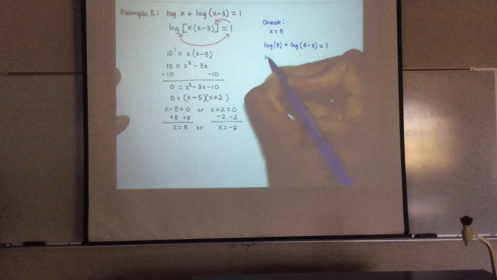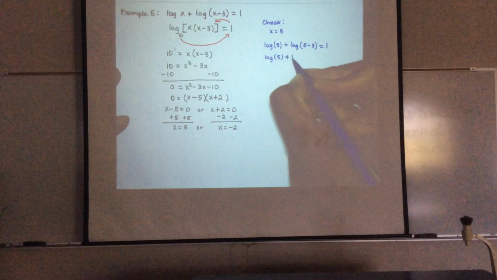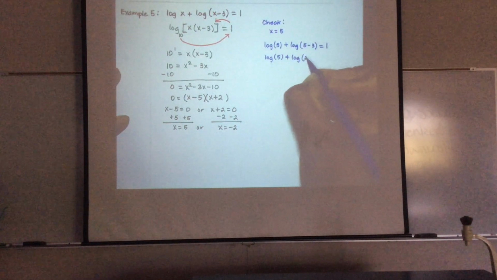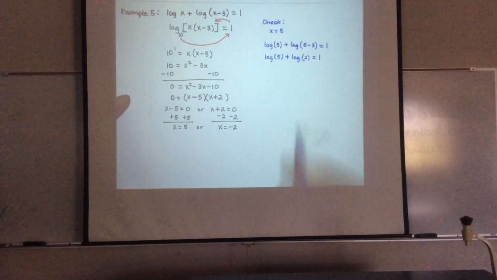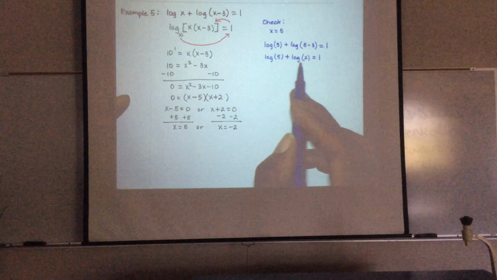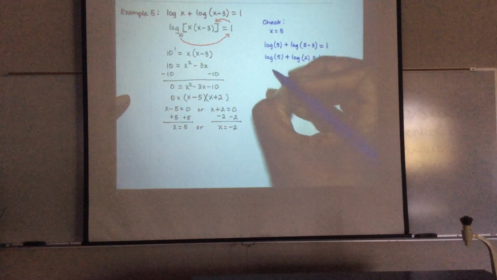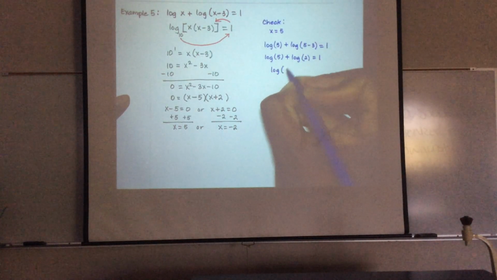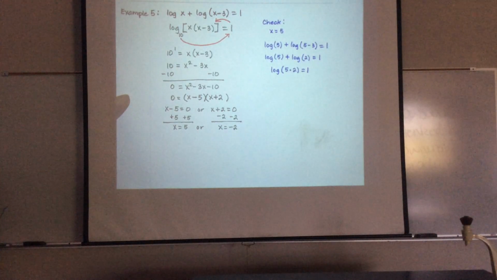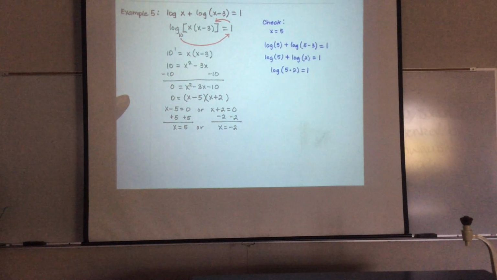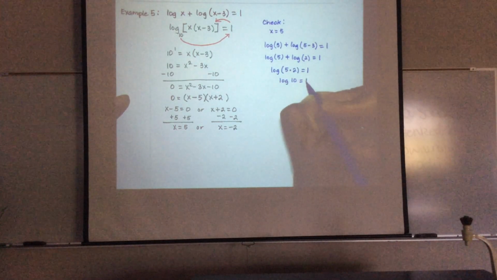And then, if I do 5 minus 3, I'm going to get 2, so I have log of 5 plus the log of 2 equaling 1. Now, I have the sum of the individual logarithms. I can condense that as the log of the product. So here we're going to have the log of 5 times 2 equaling 1. And if I multiply 5 times 2, I'm going to get 10. So the log of 10 should equal 1.